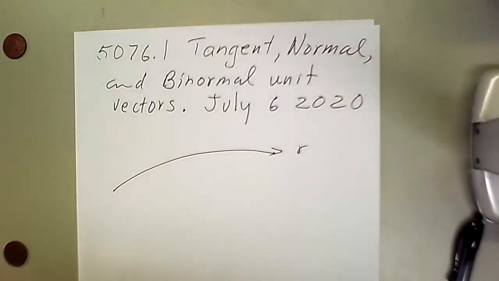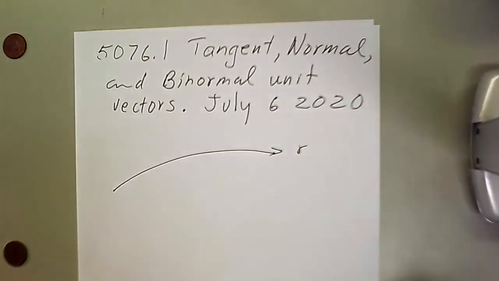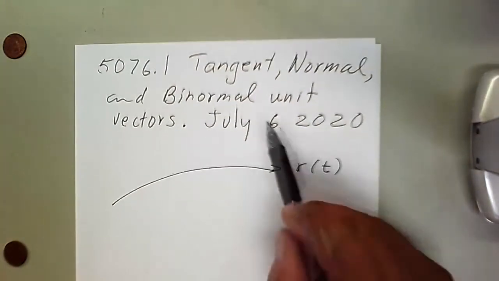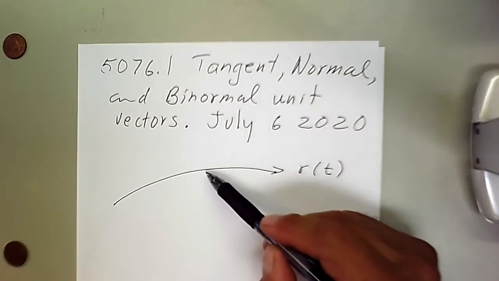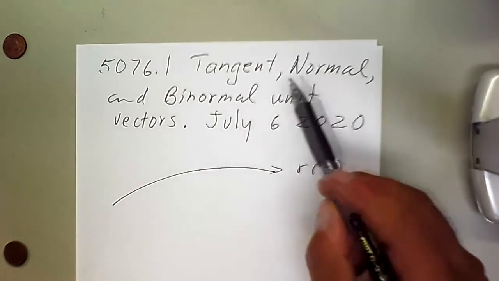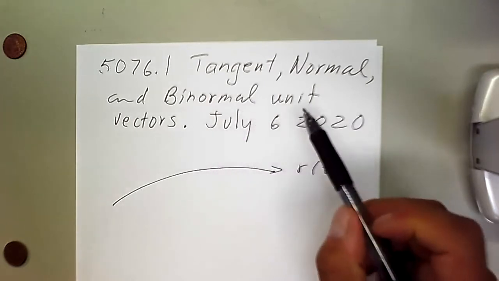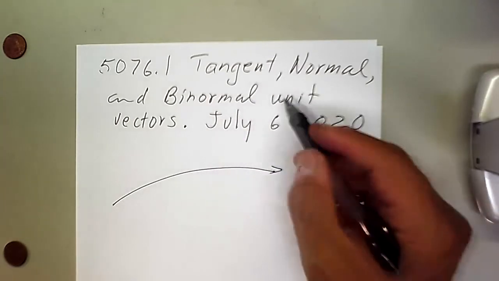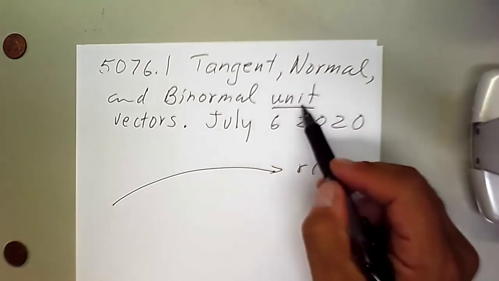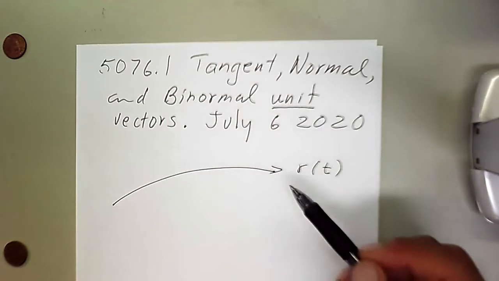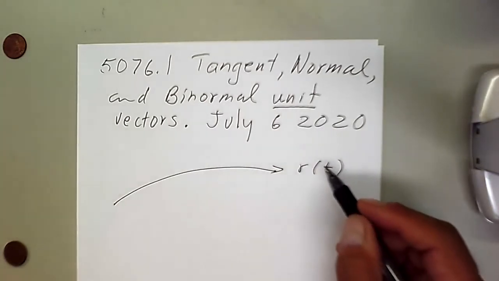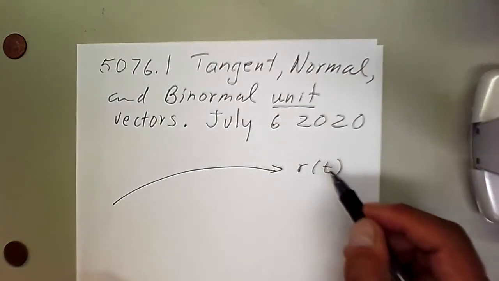Given a curve r of t, there are three vectors that are very important: the tangent vector corresponding to this curve at any given point, the normal vector, and the binormal vector. Those are unit vectors, by the way. Tangent unit vector, normal unit vector, and binormal unit vector. So they're going to give us very, very important directions about the curve.